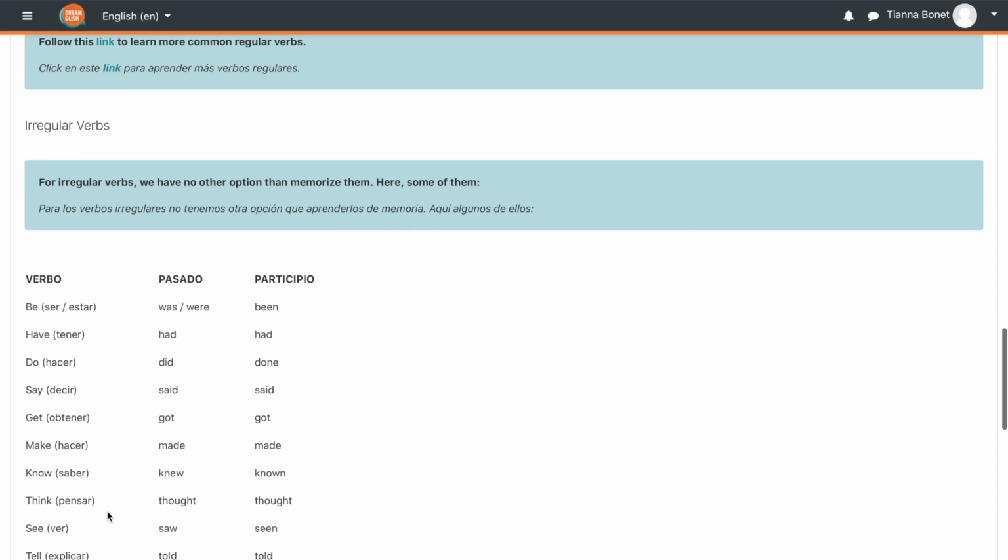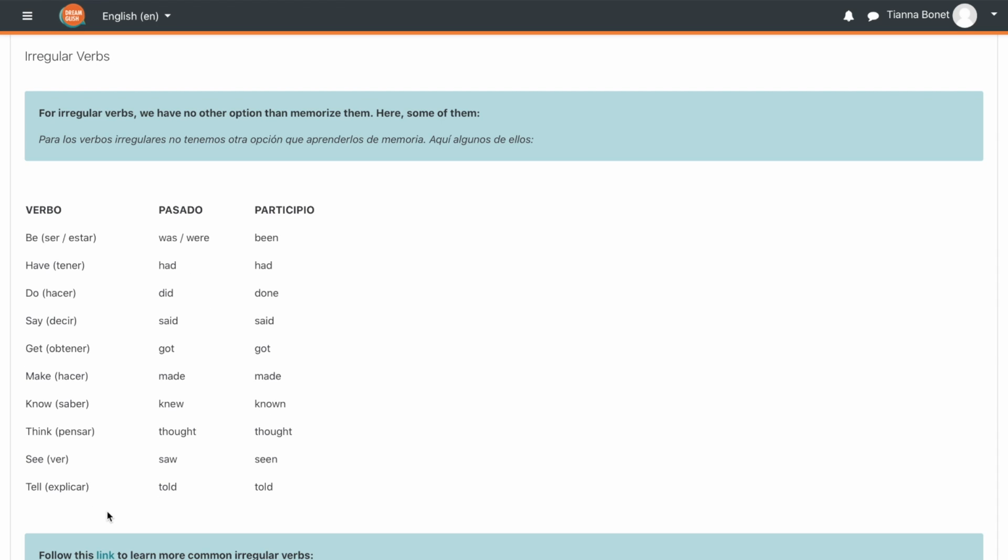Now, irregular verbs. For irregular verbs, we have no other option than to memorize them. Here are some of them: be, have, do, say, get, make, know, think, see, and tell. And this table tells you the past simple form of the verb, and then we have the past participle.